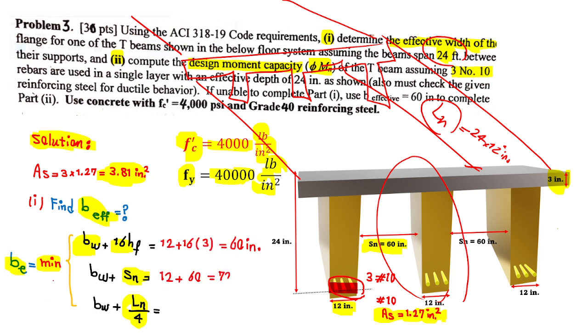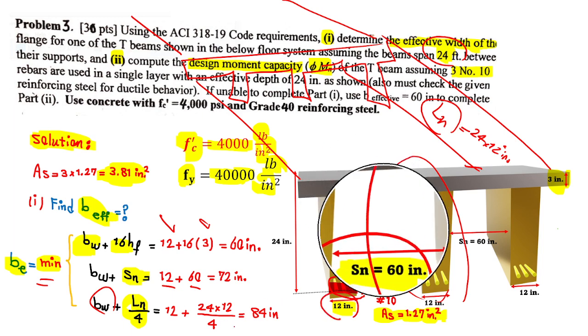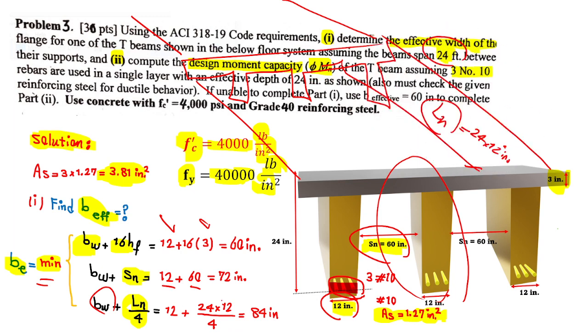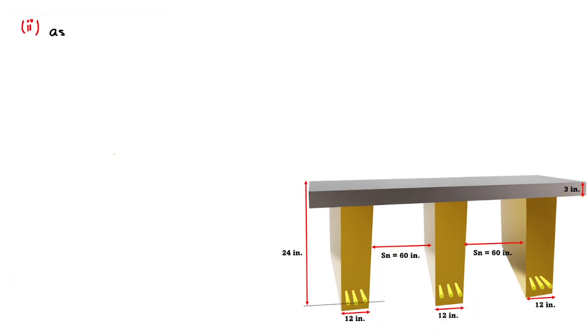And then the minimum of these: 12 plus 16 times hf gives 360 inches, 12 plus 60 Sn, and bw again 12, which is here, plus Ln over 4, which is 24 times 12 over 4, gives us 84 inches, and the minimum definitely is 60 inches. So we can simply pick our effective width, and as soon as we have the effective width we can go to the second part to see if our section needs the calculation of a T-shaped section or not.